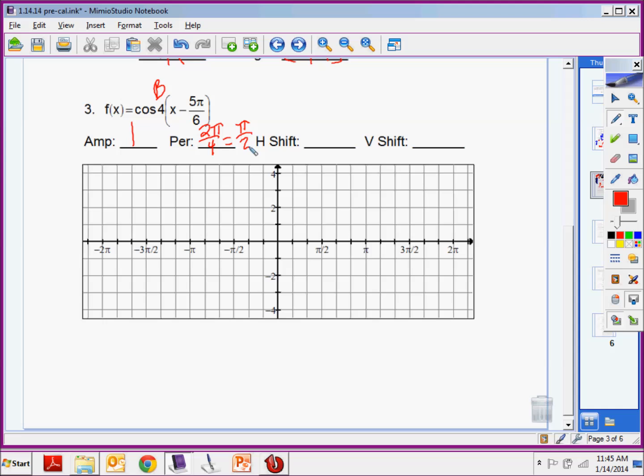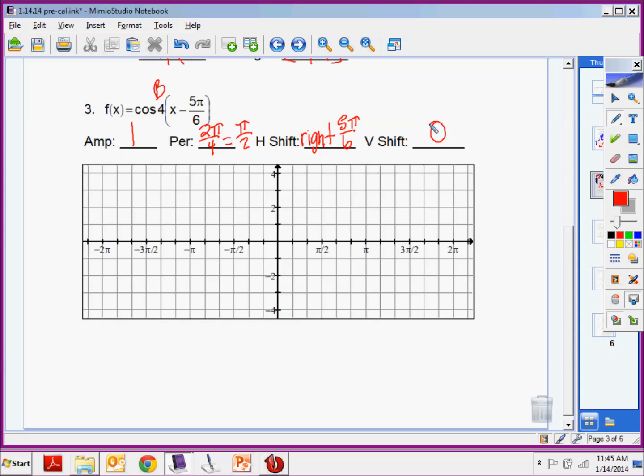Remember, to find period, the rule on the other side is 2 pi divided by b. So I take 2 pi and I divide it by whatever my b value is. My b value is 4, so 2 pi divided by 4 is pi over 2. And your H shift is going to be positive 5 pi over 6. So that means I'm going what direction? Right. And what about vertical shift? Vertical shift is going to be 0, because that's my invisible number when I'm adding and subtracting.